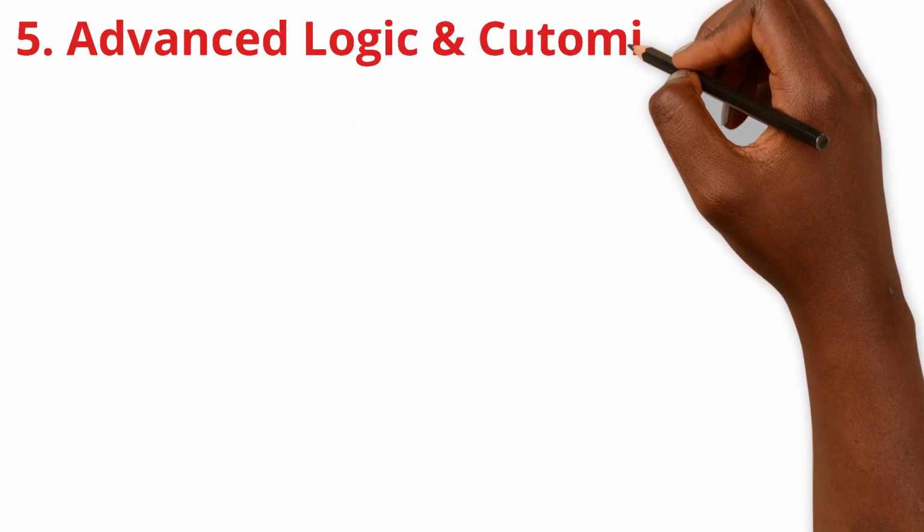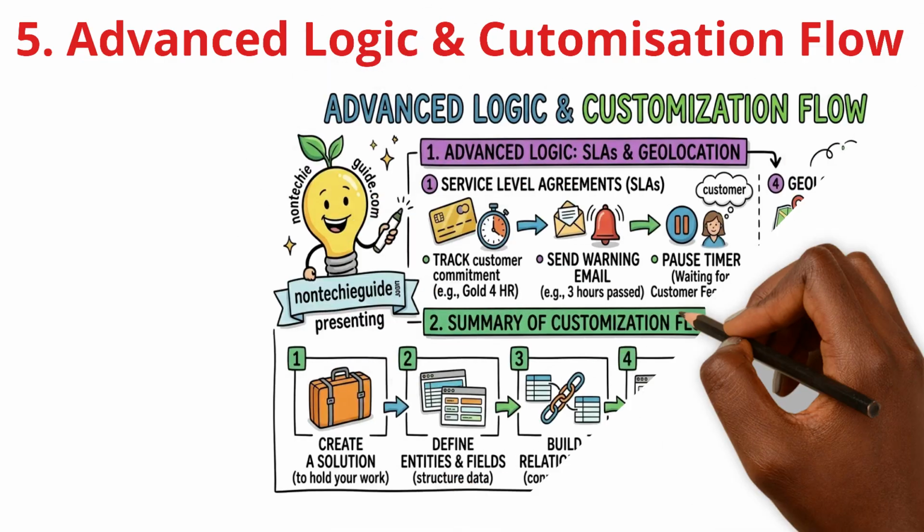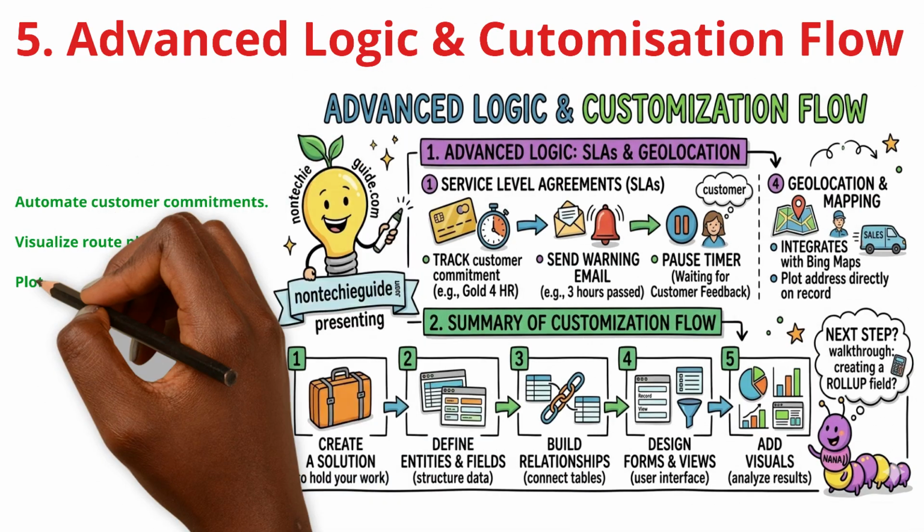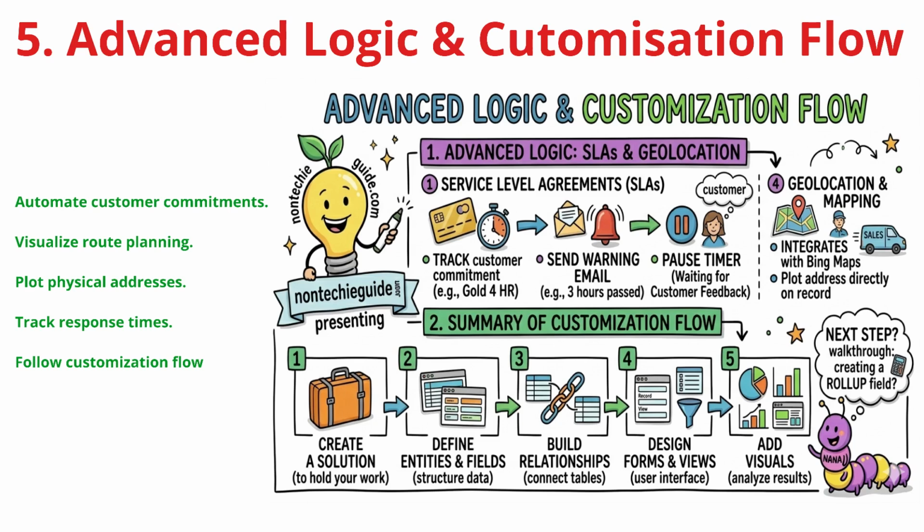To truly automate your business, Dynamics 365 offers advanced tools that go far beyond simple data entry. We are looking at service level agreements, or SLAs, which help you track critical commitments to your customers. For example, if you promise a gold customer a response within 4 hours, an SLA automatically starts a visible timer control directly on the record. If 3 hours pass without action, the system sends a warning email to a manager. It can even automatically pause the timer if you change the status to waiting for customer feedback.